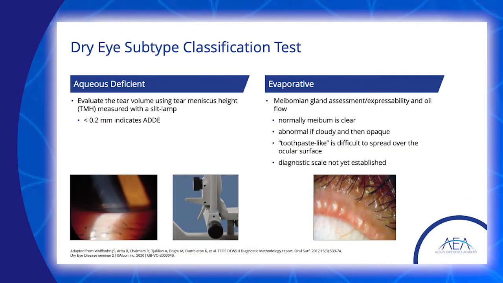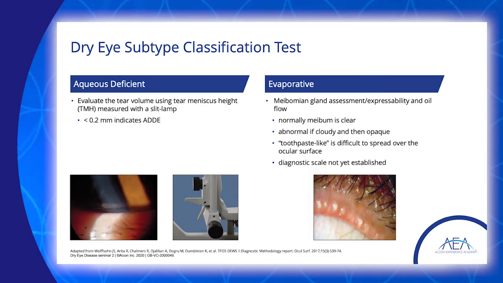So we're looking at tear meniscus height, which is measured with a topographer or a slit lamp, which you set up using the size of the slit to check the height. If this is less than 0.2, this will indicate aqueous deficient dry eye. Schirmer test or phenol red test can also be used, but are more invasive.